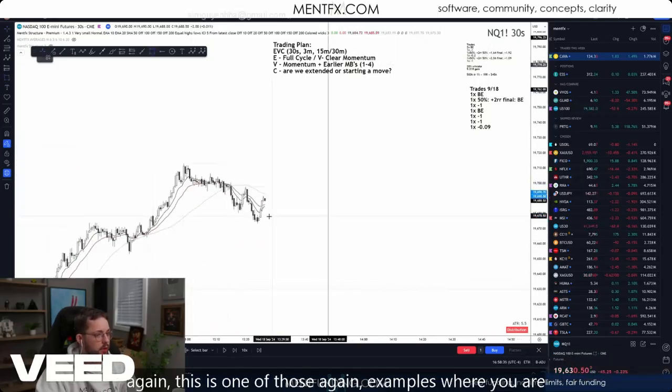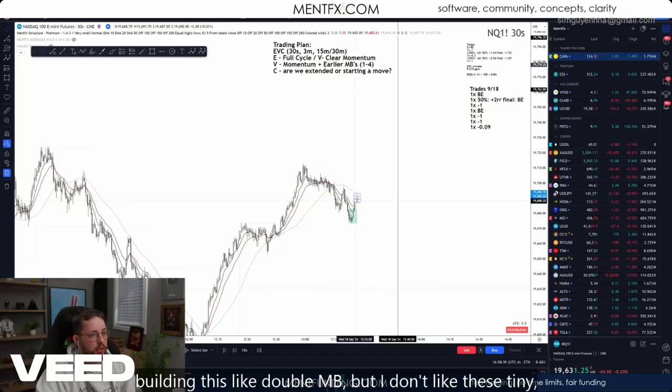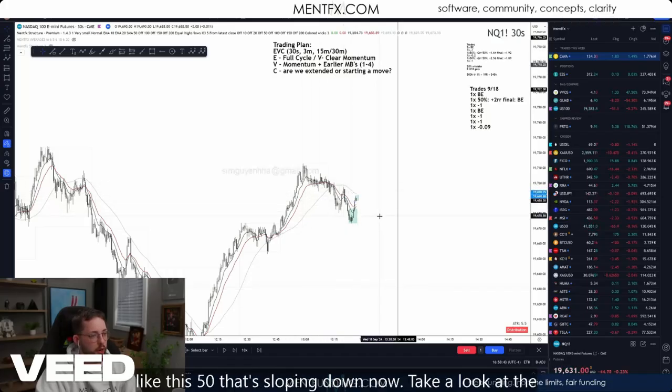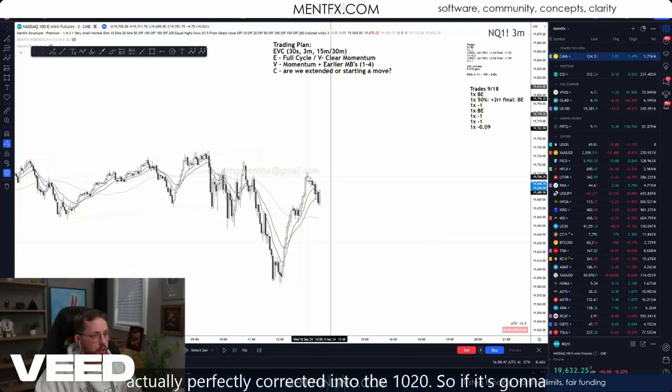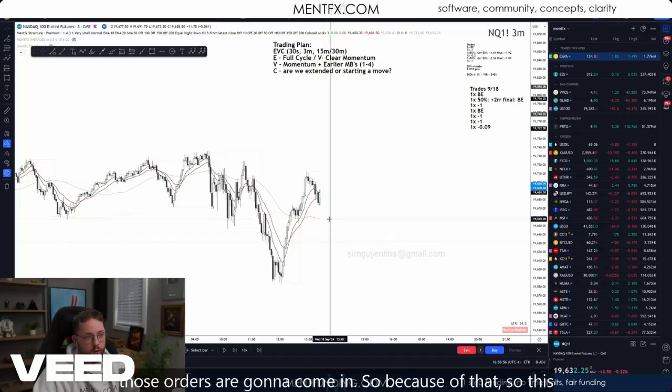So again, this is one of those examples where you are building this like double MB, but I don't like these tiny ones always, and I don't like the fact that we're under this 50 that's sloping down now. Take a look at the 3 minute in terms of where we are. The 3 minute actually perfectly corrected into the 1020. So if it's going to find any support or continuation, this is exactly where those orders are going to come in.